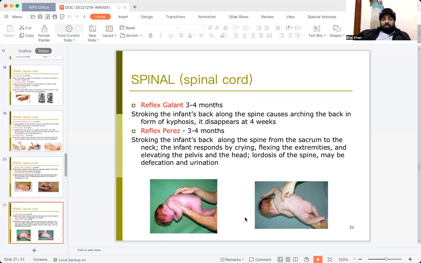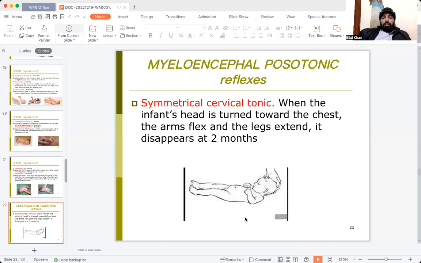After these are also the symmetrical cervical tonic reflexes. These are myelencephalon, medulla and spinal cord tonic postural reflexes. When the infant's head is turned toward the chest, the arms flex and the legs extend. It disappears at 2 months of age.